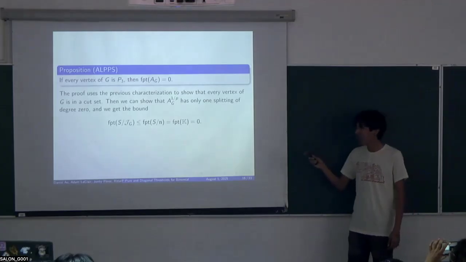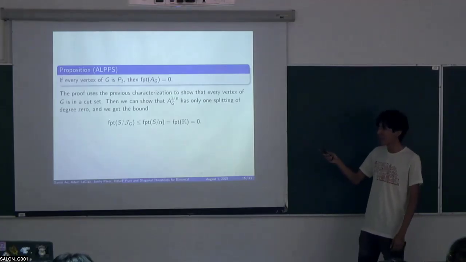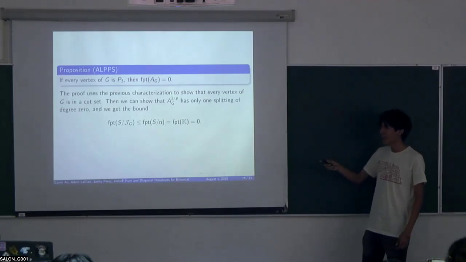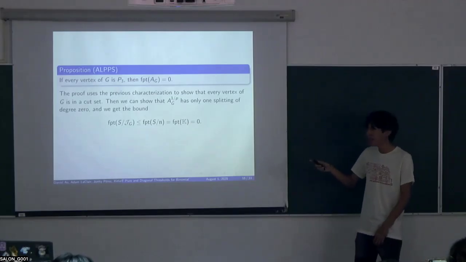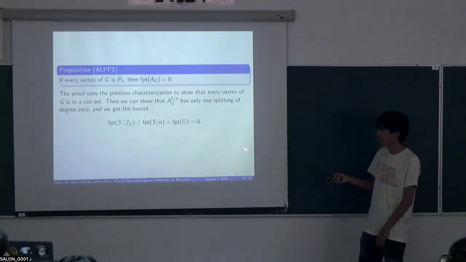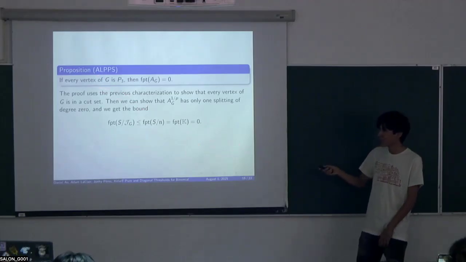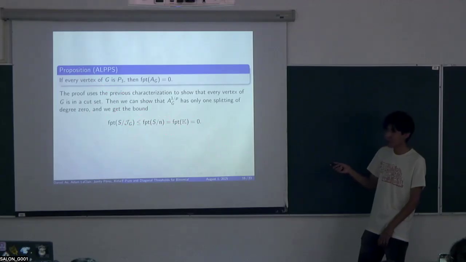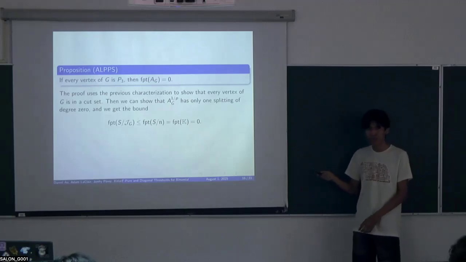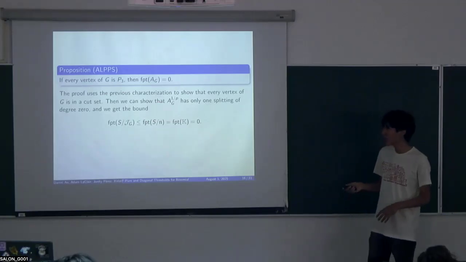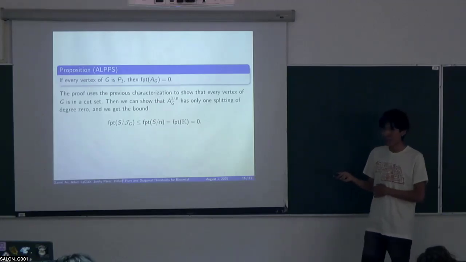The key to the proof is to use the pre-realization to show that every vertex of G is in a cutset, and from that we can deduce that the ring AG has only one splitting of degree 0, and we get this by applying a formula in the literature. So we can bound the threshold of AG by the threshold of the polynomial ring over the irrelevant ideal, but you are killing all the variables, so that's just the field, and that one has threshold equal to 0. A family of graphs that satisfies this are complete multipartite graphs that are not almost closed. So in total, we can show what the pure threshold is for all the complete multipartite graphs.